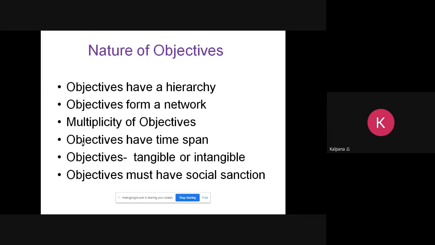Then the last point is objectives must have social sanction. Since organizations are social units, their objectives must conform to the general needs or demands of society. So these are about the nature of the objectives.